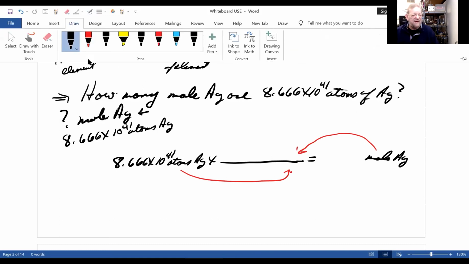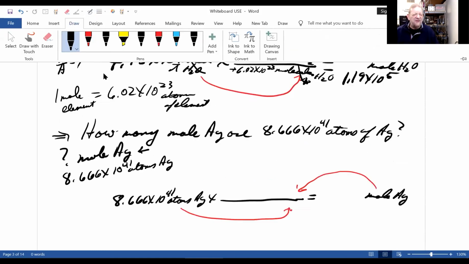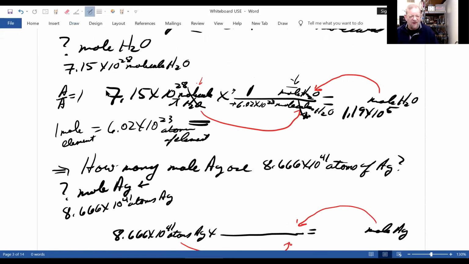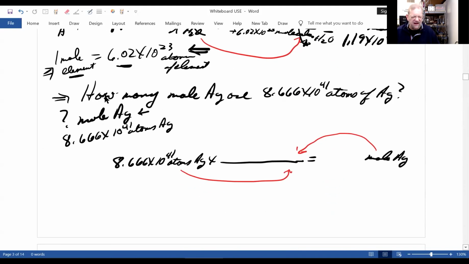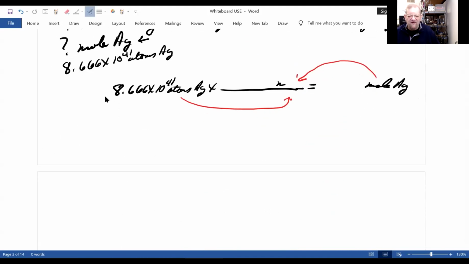Now, where do I get that number? Well, in important information, you should know how to use it. I used to make students memorize this. I don't anymore. 1 mole of an element equals Avogadro's number of atoms of that element. Therefore, first of all, I forgot to do this. One mole of an element equals how many atoms? 6.02 times 10 to the 23rd.